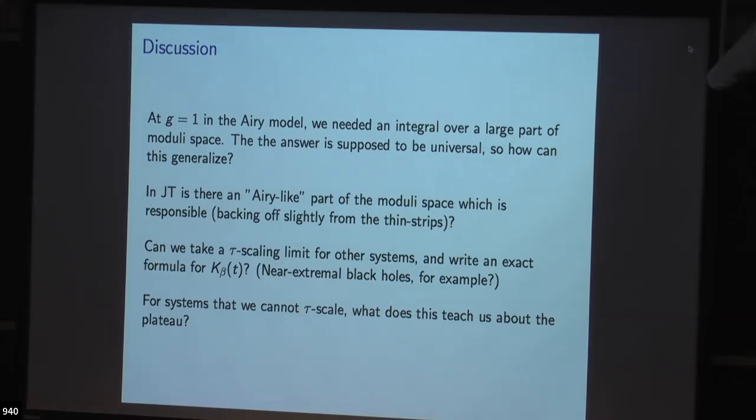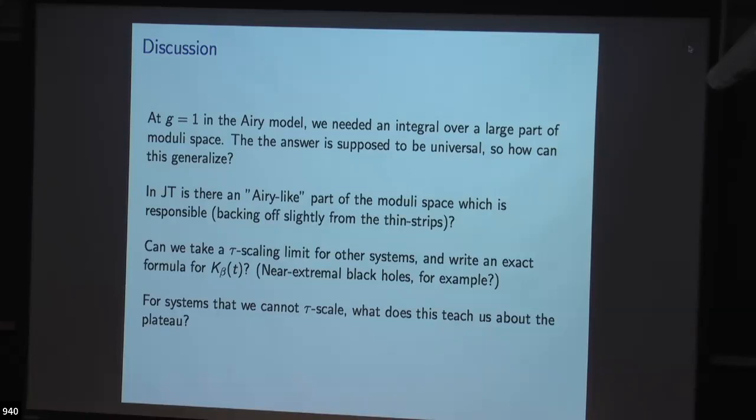So here's some final comments. In this Airy model, this low energy limit of JT gravity, when we studied this genus 1 thing, where we had this constant term come from this integral of these resolved encounters, if you look at the integral, it seems like it's coming from a whole big region of the moduli space that doesn't look like encounters. So it doesn't seem to have any good reason to be universal.